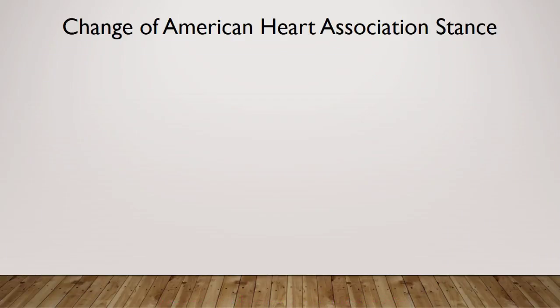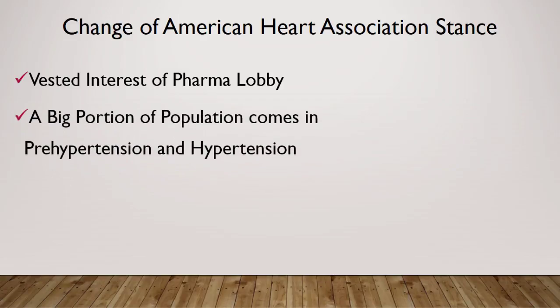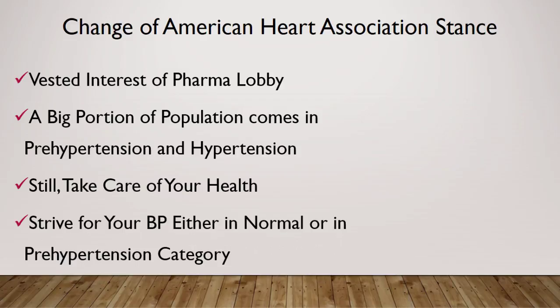American Heart Association has modified its guidelines over the past few years. Some groups advocate that there might be vested interest of the pharma lobby. By this guideline, a big portion of the population comes in the pre-hypertension and hypertension category. Still, we should take care of our health, and you should strive for your blood pressure to be either in the normal range or in the pre-hypertension category.